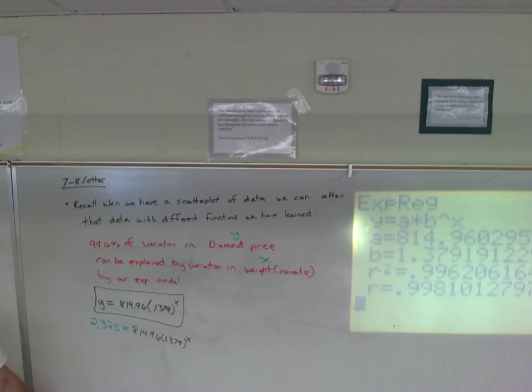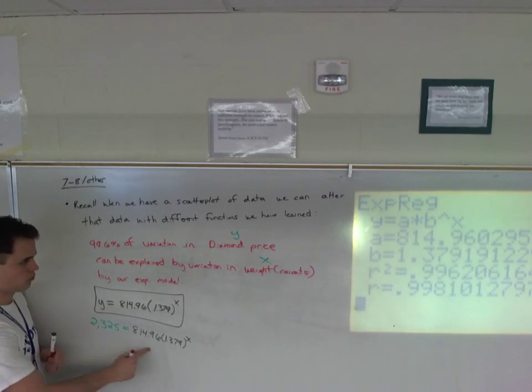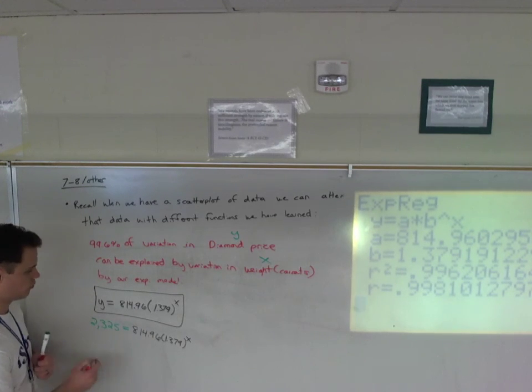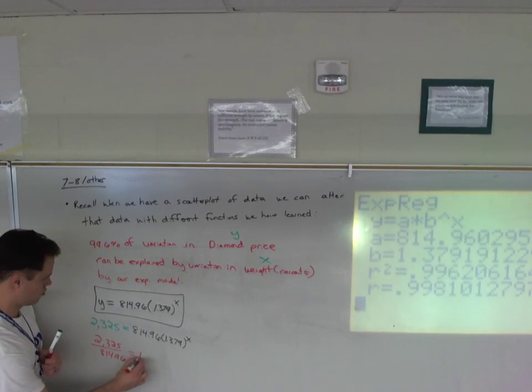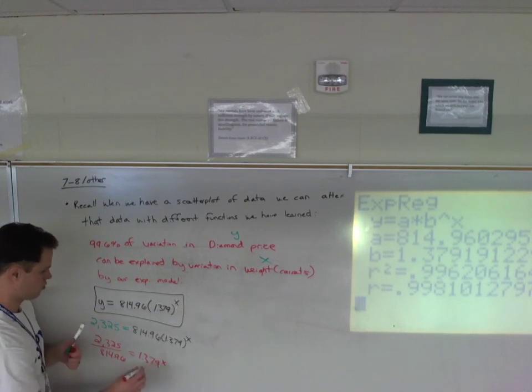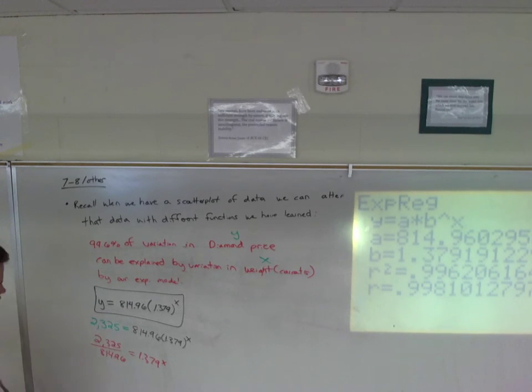Help me out. Solve for x. First step, what should I do? Bring the x down? Let's just get rid of the 814 first. Divide by 814.96. Good. You can use your calculator to get that. I'm just going to leave it alone. Just logarithm it right now.